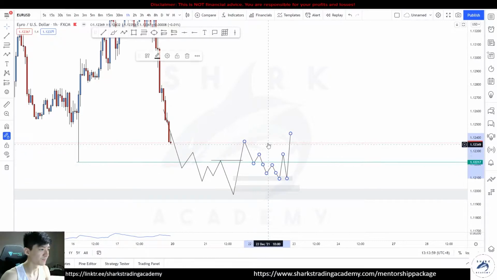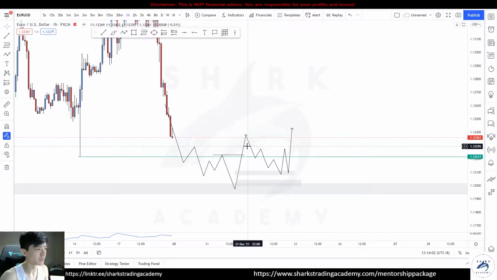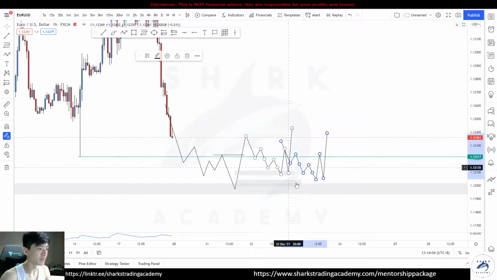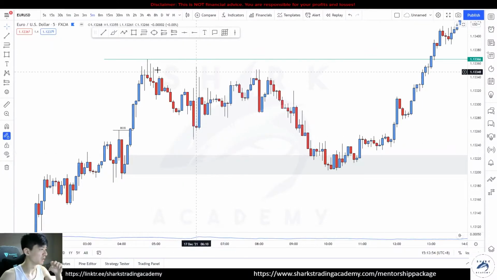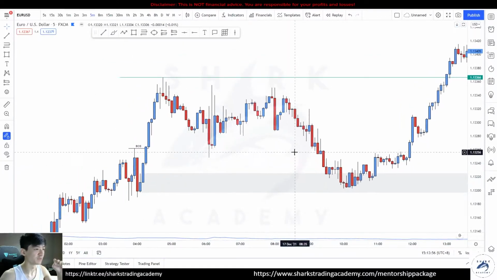Yes, correct. So this should happen on both ends, right? This can happen here as well. So both are valid areas to buy from. So the post analysis for Euro Dollar that we took this week, I think it was on Friday, right?